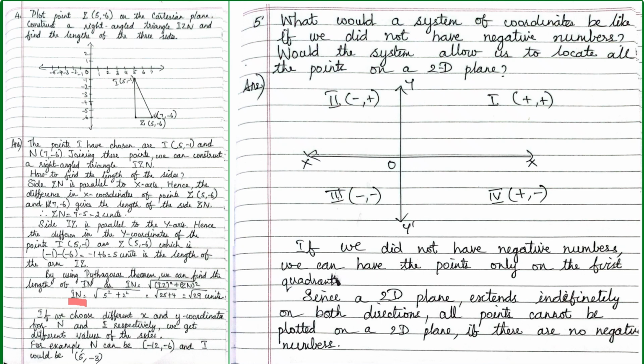Now, if we do not have the negative numbers, we can identify or locate the points only on the first quadrant. So what would happen? How do we locate the points which can fall on the second, third or the fourth quadrant? It is not possible. Since a 2D plane extends indefinitely in both directions, all points cannot be plotted on a 2D plane if there are no negative numbers.